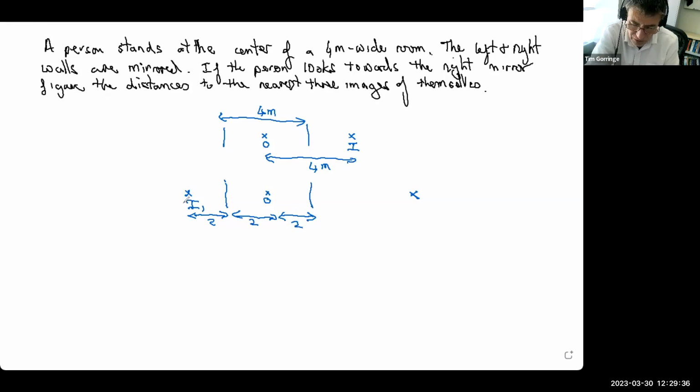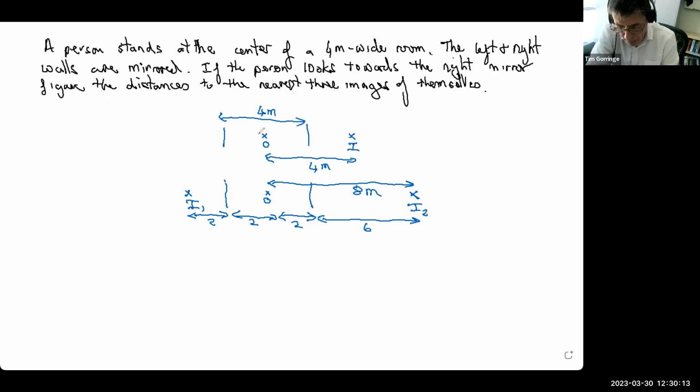So there's a total of 6 meters between the right-hand mirror and this first object. So it's 6 meters from the mirror to this object over here. It will be 6 meters that this second image is behind the right-hand mirror. This will be 6 meters, matching this 6 meters here. And so overall here, we find that the total distance from the person to the second image of the person is going to be 8 meters.